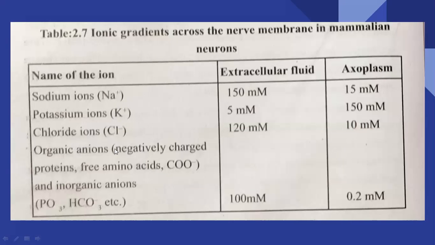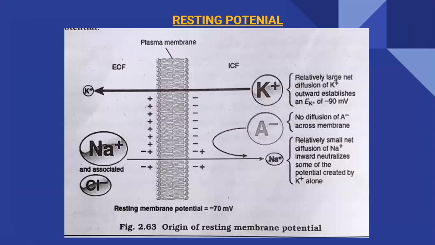Not only these two ions, the remaining ions also will be different, both in the cytoplasm and in the extracellular fluid. Sodium ion concentration will be 150 millimoles in the extracellular fluid, whereas in the cytoplasm the concentration is only 15 millimoles. Whereas potassium ions are present outside at only 5 millimoles, and in the interior, in the cytoplasm, they are 150 millimoles. The remaining things we need not bother about. These two ion concentrations are very, very important in generating action potential and in maintaining resting potential.